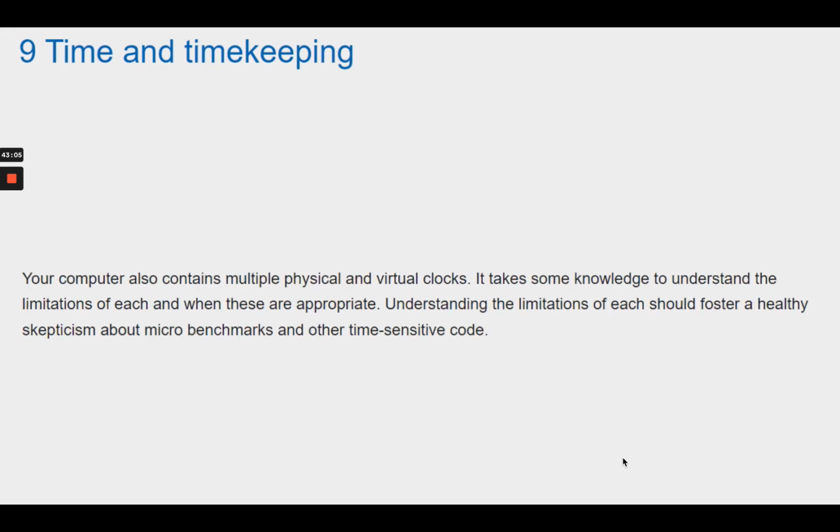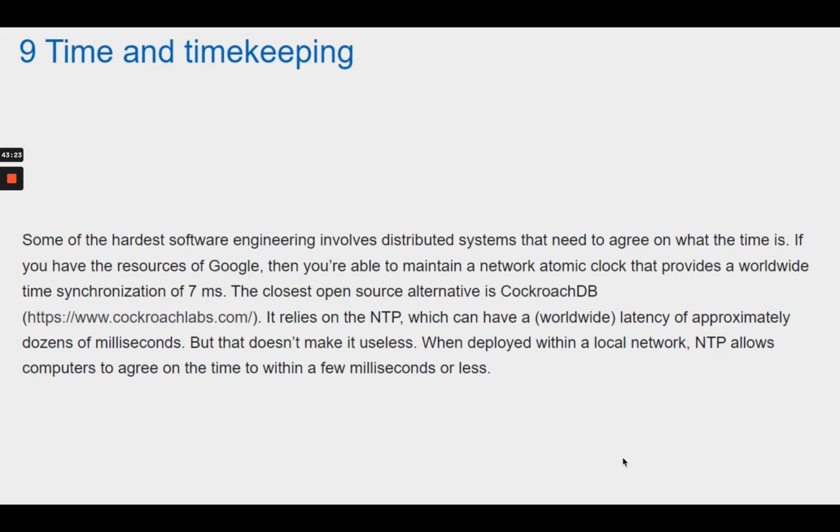Your computer also contains multiple physical and virtual clocks. It takes some knowledge to understand the limitations of each and when these are appropriate. Understanding the limitations of each should foster a healthy skepticism about micro-benchmarks and other time-sensitive code. Some of the hardest software engineering involves distributed systems that need to agree on what time it is. If you have the resources of Google, then you're able to maintain a network of atomic clocks that provides a worldwide time synchronization of 7 milliseconds.